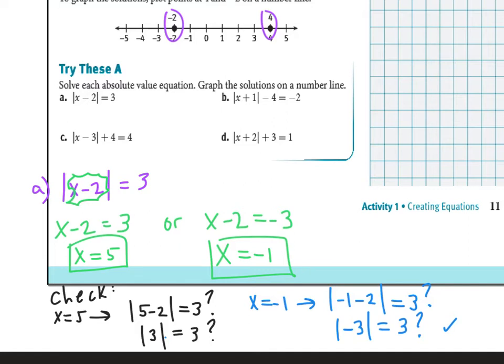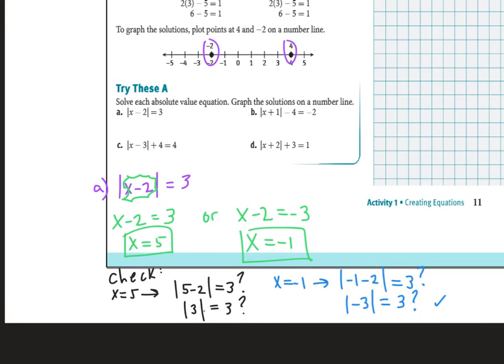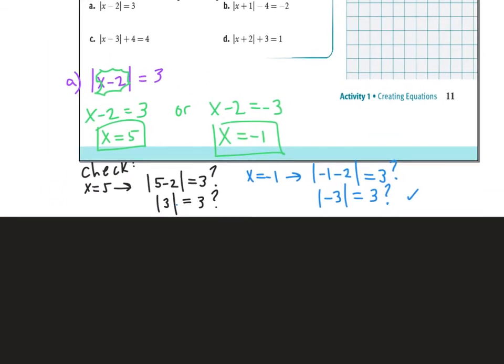All right, let's try another one. Let's do one of the hard ones at the bottom there. Let's do C or D. Let me give myself some space here. Let's do part C. So in C here, it said the absolute value of x minus 3, plus 4, equals 4.